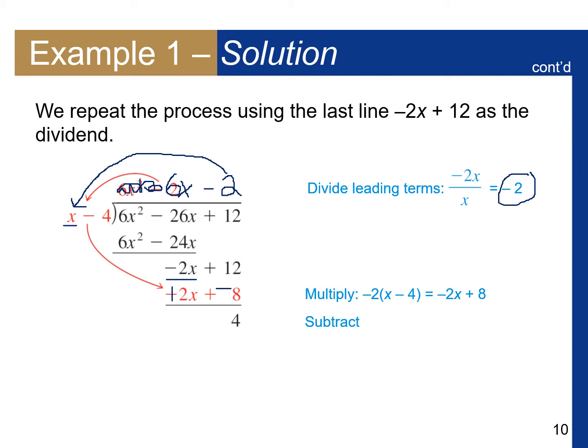So my quotient is actually 6x minus 2. And then I'm going to add to that my remainder, which is 4, over what I'm going to be dividing by, or what I did divide by, I should say, which is x minus 4.